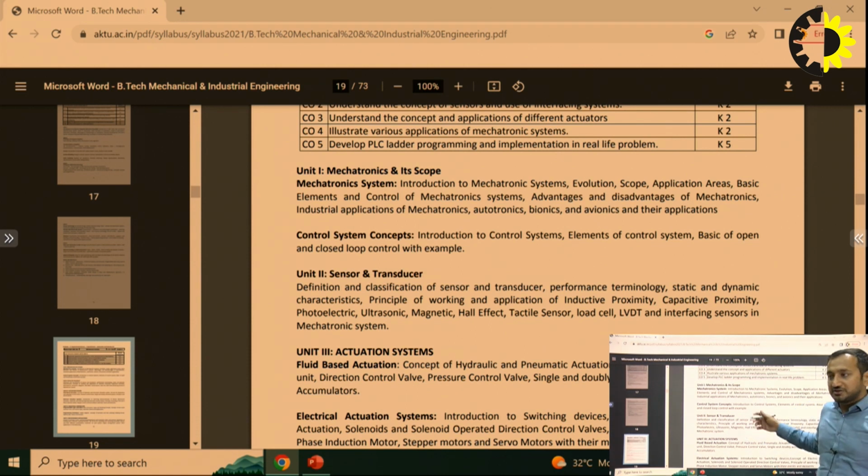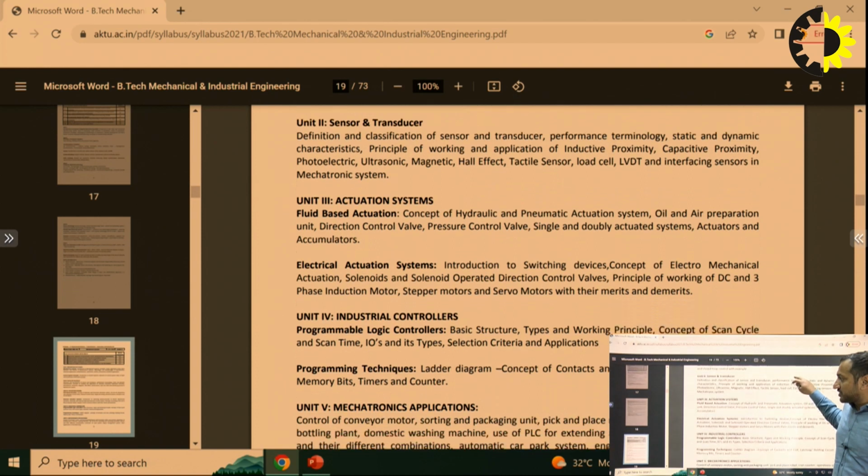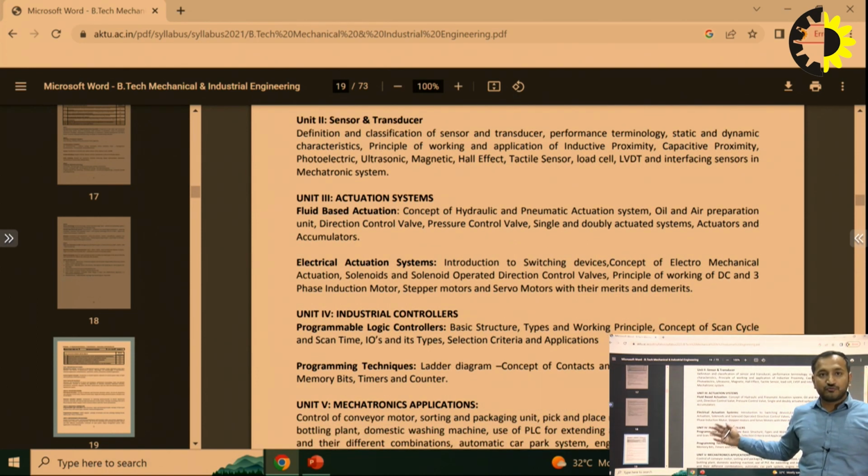So this subject is essentially divided into these sections. First is the introduction, and in unit 2 we discussed the input devices, which are sensors and transducers, and now in unit 3 we will be discussing the output devices, which is the actuation system. In this unit we will be studying 2 different types of actuation, fluid based actuation and electrical actuation. In fluid based actuation we will be discussing actuating a machine with the help of fluid power or pneumatic power.